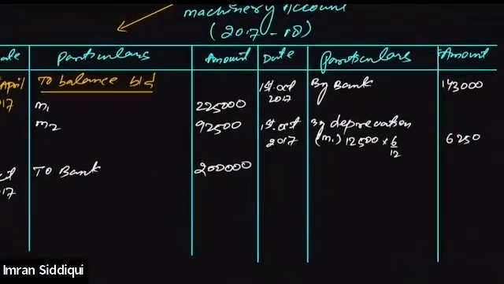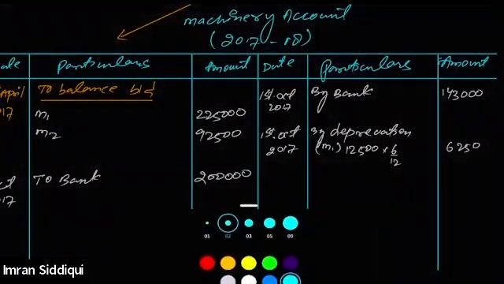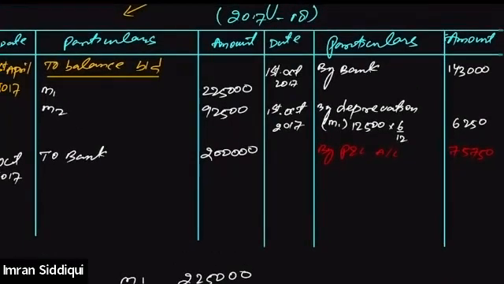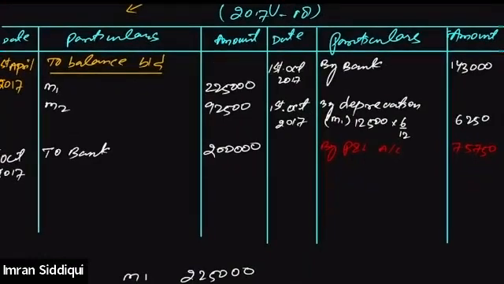Because this is a loss, it needs to be shown in the machinery account as well, by the name of by P&L. We'll write this as by profit and loss account, 75,750. There is a loss of 75,750 rupees. All right, this was about the machinery being sold.